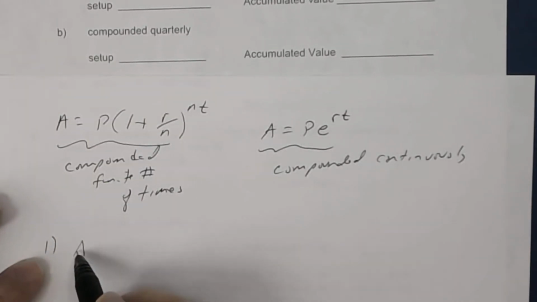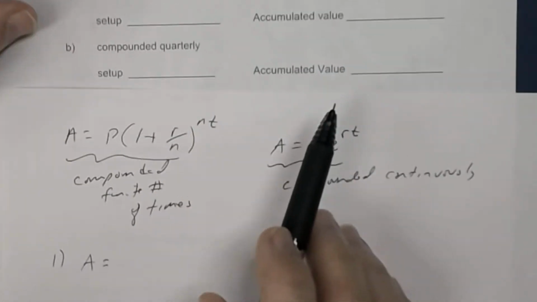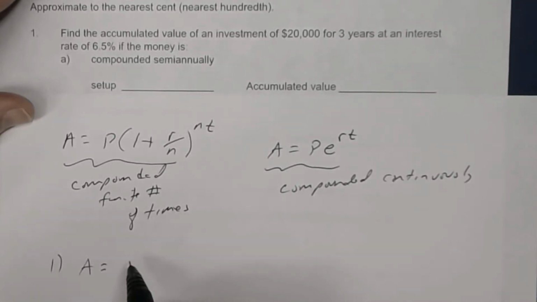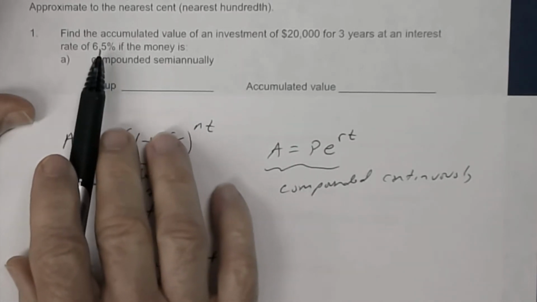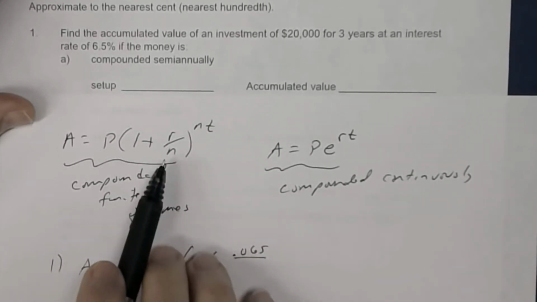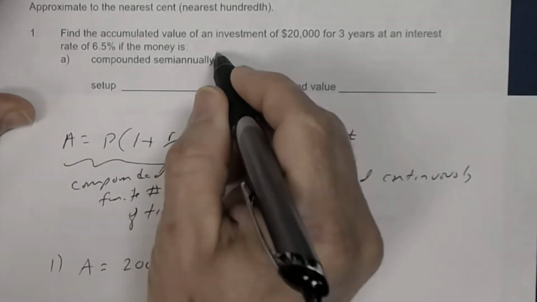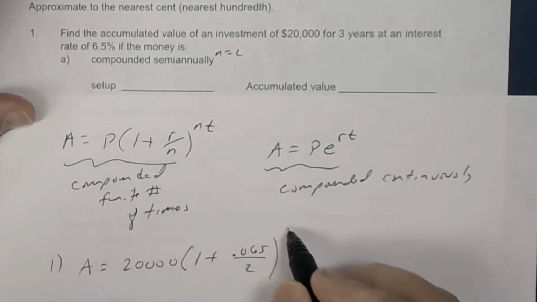The accumulated value will equal the principal, which is how much you invested, the initial amount, $20,000, times 1 plus the rate. The rate is 6.5%. You must write that as a decimal, so 6.5% is 0.065, divided by N. N is the number of times being compounded per year. So here, semi-annually means N is 2. All raised to the, and I'm going to put that in parentheses.